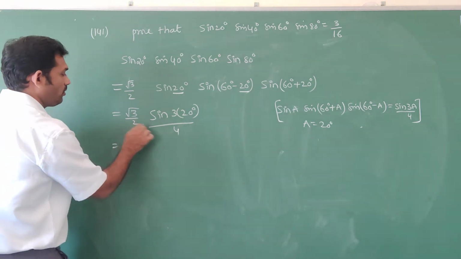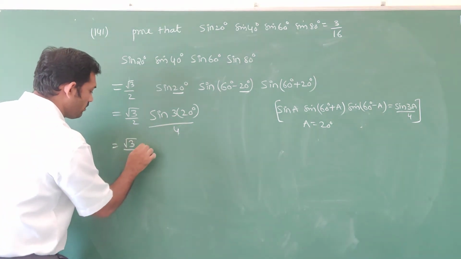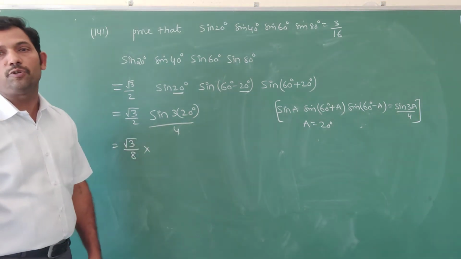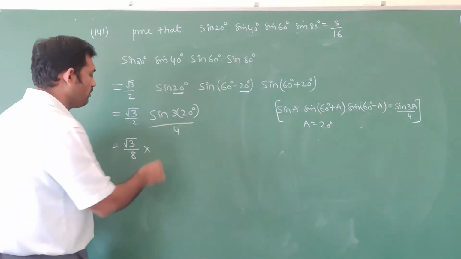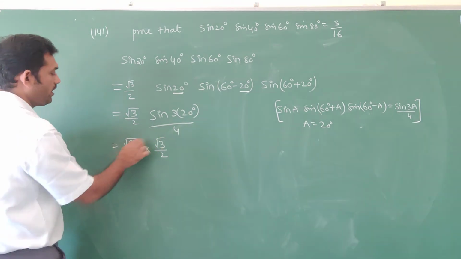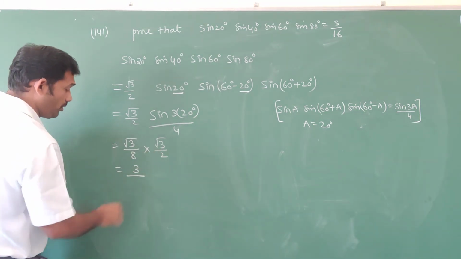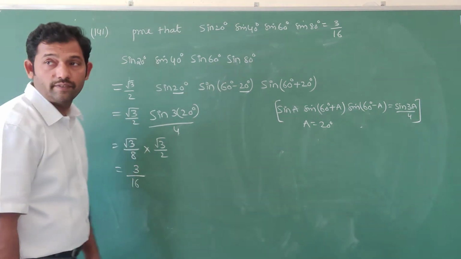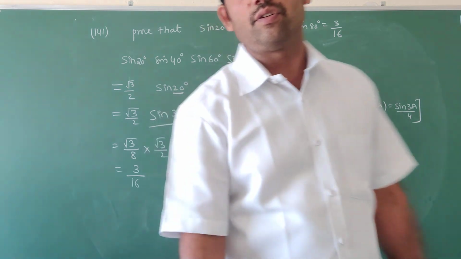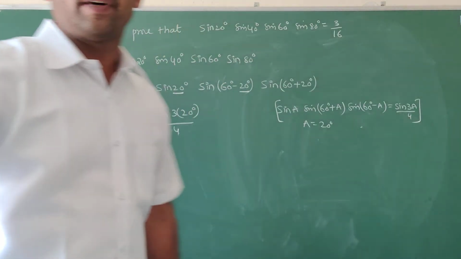Next, 2 into 4 is 8. So root 3 by 8 into sin(3 into 20), that is sin 60. Sin 60 value is root 3 by 2. So root 3 divided by 8 into 2, that is root 3 by 16. That is our solution. Note down fast.